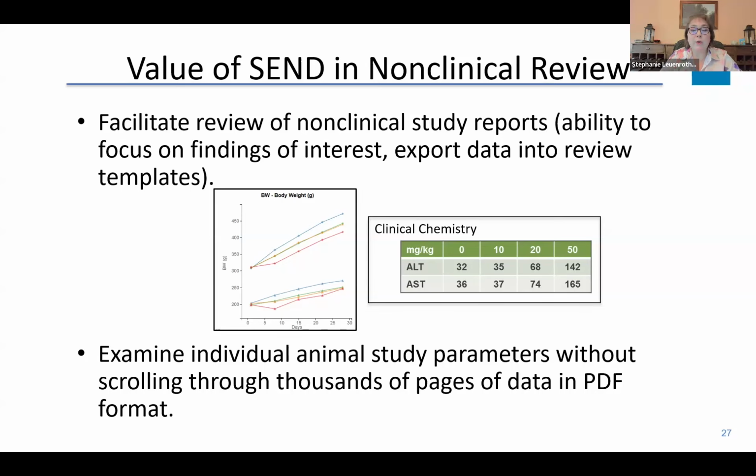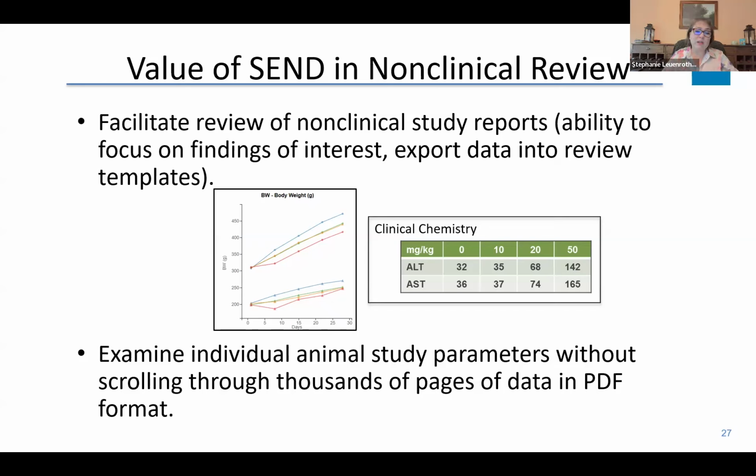So the reviewer is able to focus on particular findings of interest. They're able to kind of quickly see if there's no toxicity there, or if there's, wow, a really strong signal for a toxicity. They're able to create graphs and charts and tables and all kinds of visualizations so that those can then be exported directly into the review template in a way that is meaningful to them and to their supervisor.